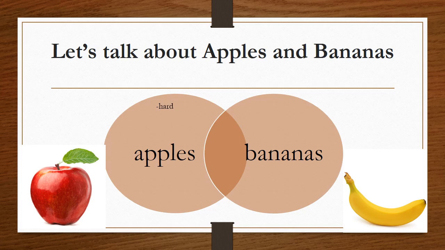Apples are hard. They are round. We can eat the skin of apples. And they do not grow in the Bahamas. Now, let's look at bananas. Bananas are soft, long. We cannot eat the skin, but they do grow in the Bahamas.